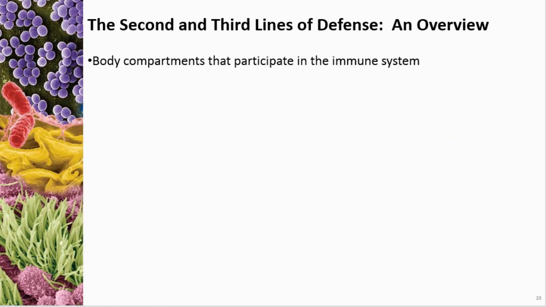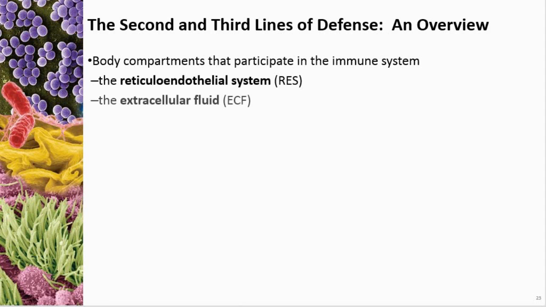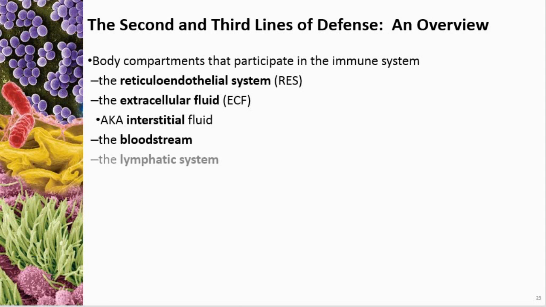So we're going to talk about some specific body compartments regarding immunity. The first one is called the reticuloendothelial system. The second one is called the extracellular fluid, or ECF, also known as interstitial fluid. This is the fluid that is surrounding our cells. Other books I have used call it tissue fluid. Then the bloodstream, and the lymphatic system.